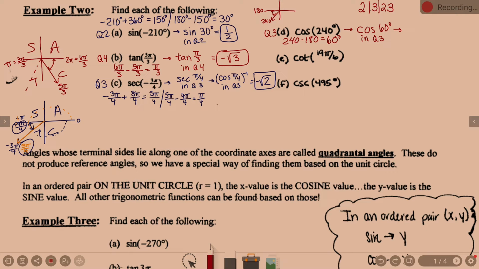Cosine of 60 degrees is 1/2. In quadrant 3, negative. Negative 1/2, I agree. Makes sense. Ask the questions if you have them, okay?